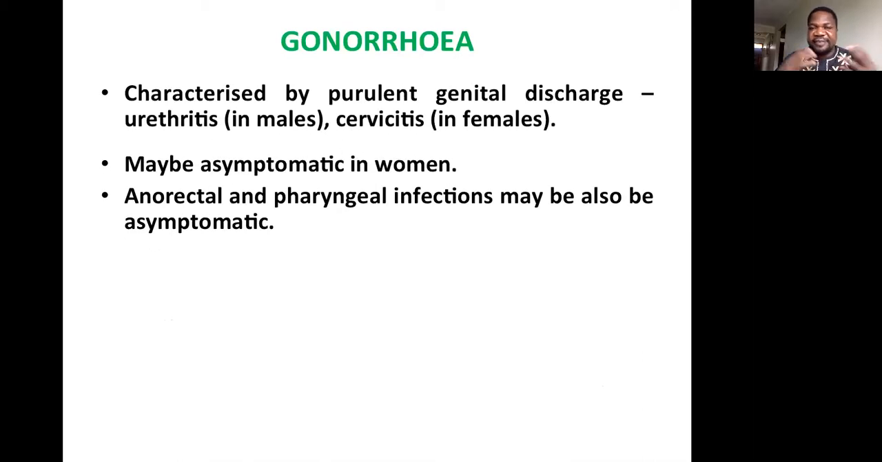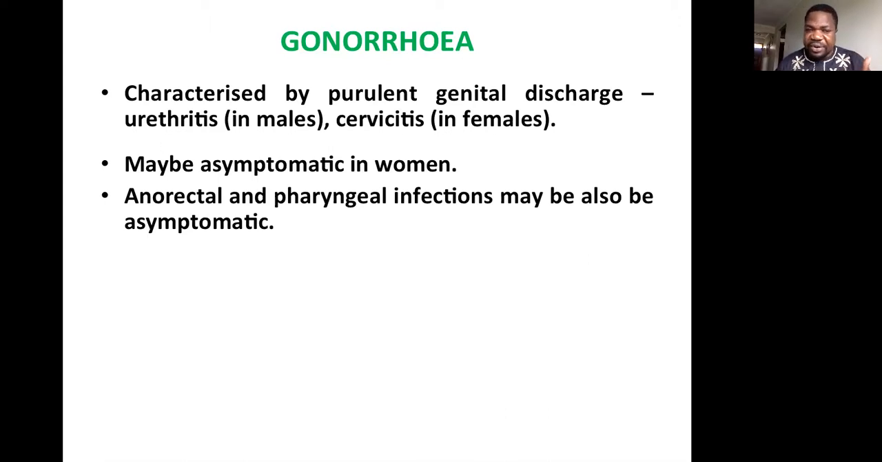Okay, so it is characterized by a purulent genital discharge, causing urethritis in males. But in female patients, we will see that in the next lecture, it causes what we call cervicitis. It does not cause vaginitis. It causes cervicitis in women. In men, it causes urethritis. Okay. And in women, sometimes it can be asymptomatic. So don't always trust women when they are asymptomatic. You still need to use protection, like condoms, to protect yourself, because it might be subclinical, it might be asymptomatic.